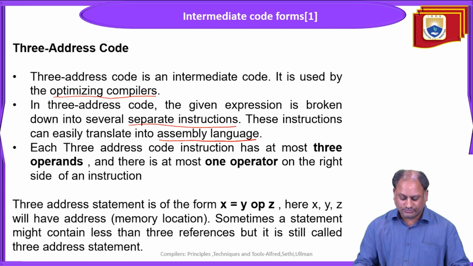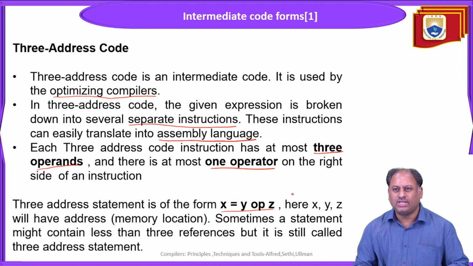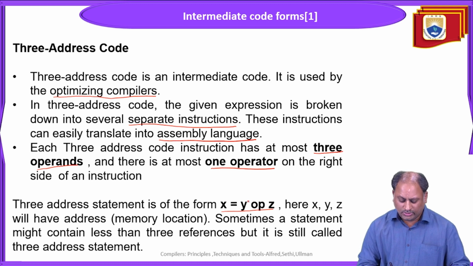And another point is, we know that 3 address code carries 3 operands and at most one operator. That means at most 3 addresses are required, and at most one operator on the right hand side of the instruction. So this is the form which is used, x equal to y op z. This is the actual form. After that, y or z may not be required, but at least one op is required, and at least one x is required.